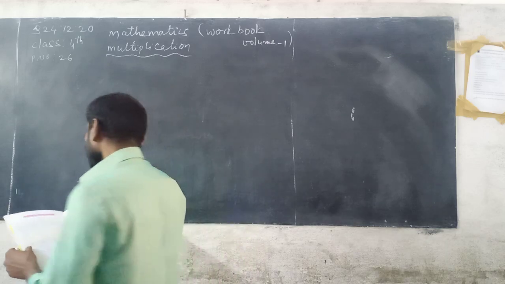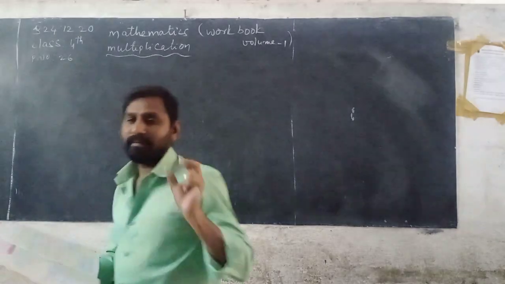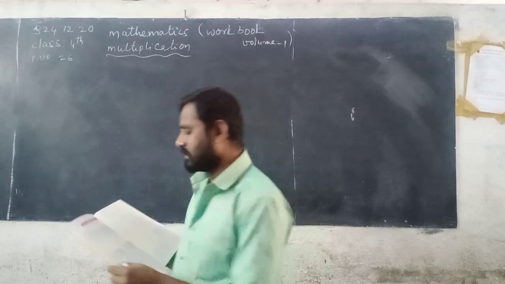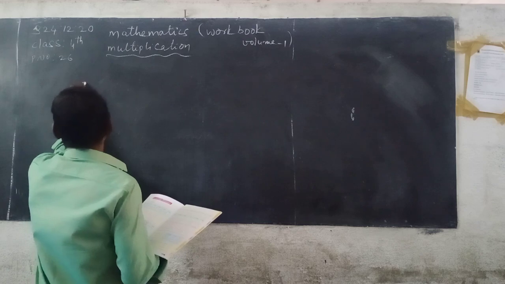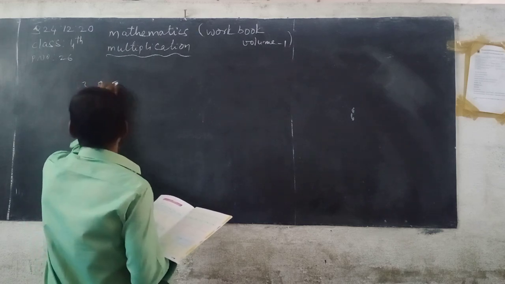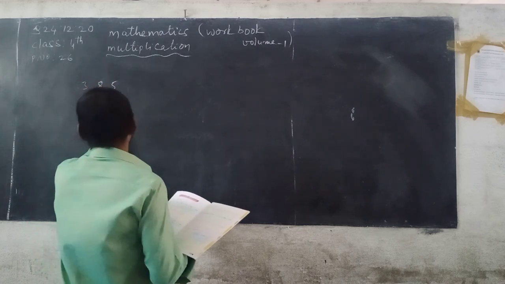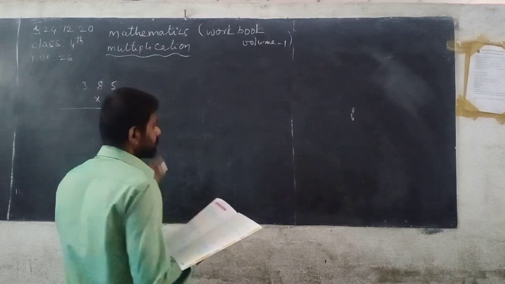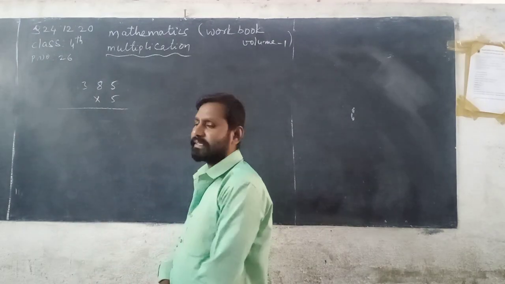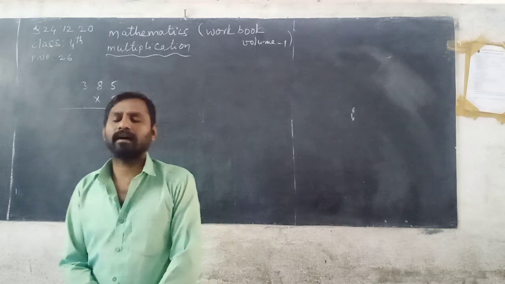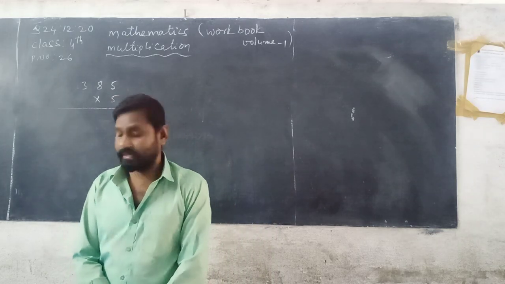Now, some of the problems I will take and explain. See here, 385 into 5. First, write the given number in columns according to their places.